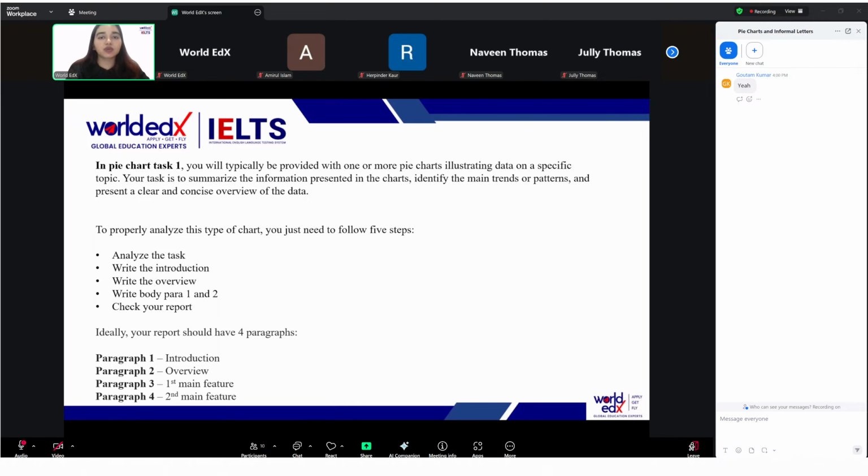And also what you can include in the overview is if there were any similarities or if there was no trend of change at all. So these are the key points that you need to include in the overview. And then once you start writing the body paragraph, you have to divide the items accordingly. Like if there's 6, 3, 3, if there's 7, 4, 3, whatever, the division is all up to you.